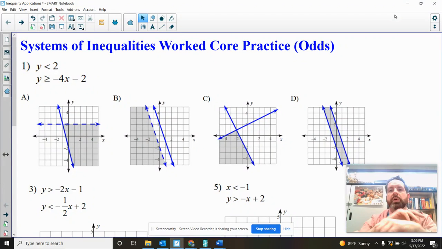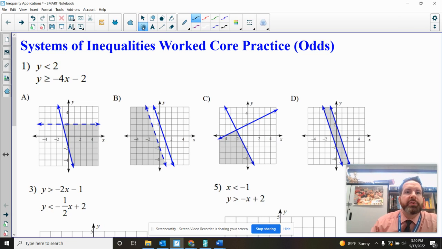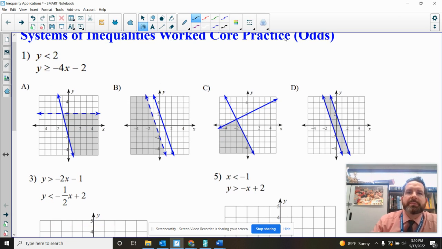Here is the work for the Systems of Inequalities core practice sheet, just the odd numbered problems. Let's give things a look. All right, for the first, it's a multiple choice. We're supposed to pick which one matches this system.